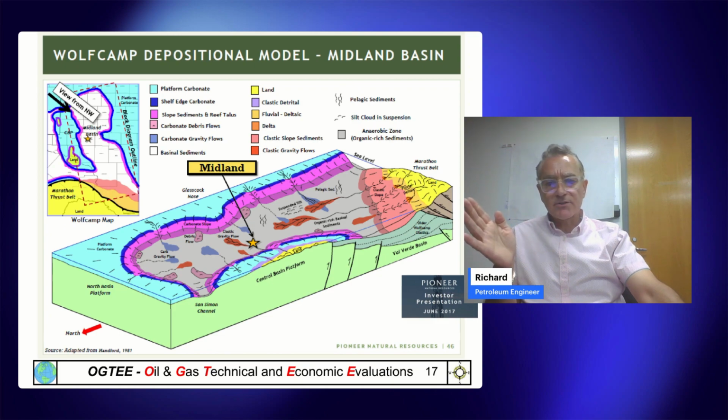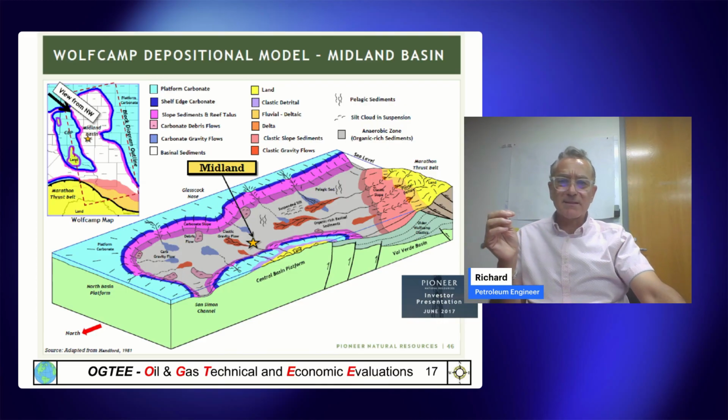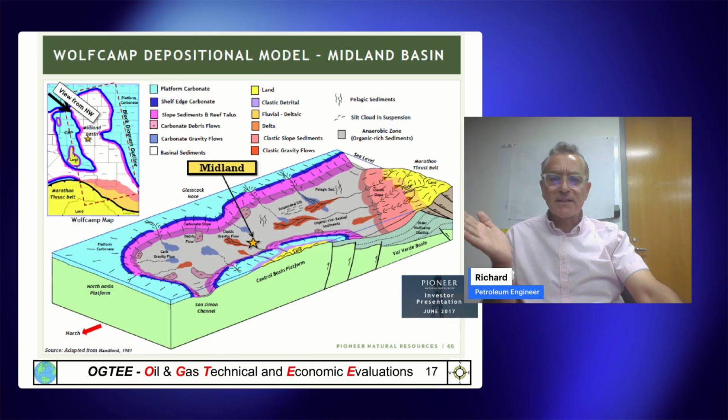What you can see here is the feeder channels, and you can see these basinal deposits that landed in the Permian Basin. And these are, of course, some of the classic gravity flows or turbidity currents that industry has focused on and observed over time.